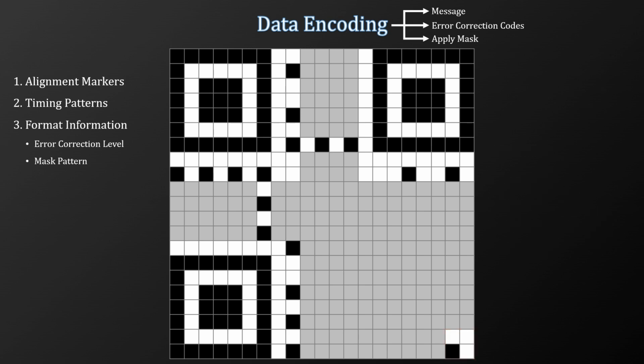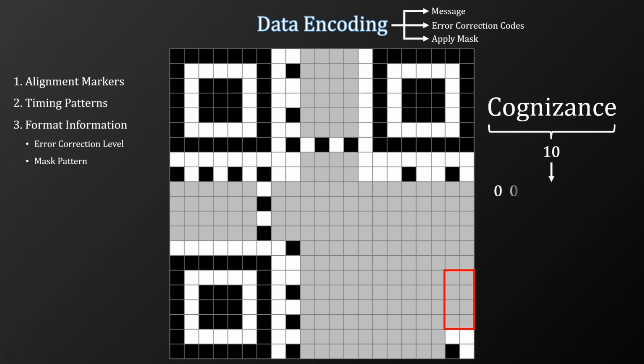Now we encode the message length. The word Cognizance has 10 characters. In binary, that's represented as 00001010. This length is embedded into the grid using black and white squares.